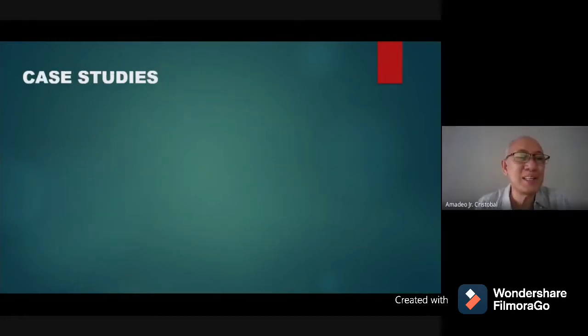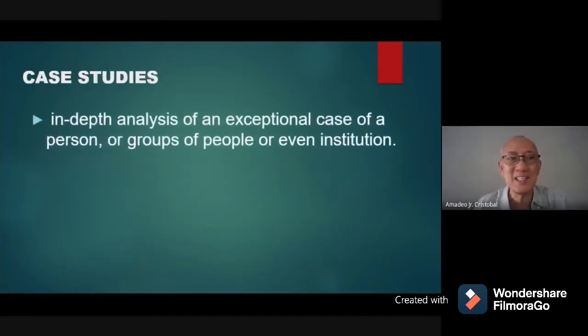We have also another type which is called case studies. A case study is an in-depth analysis of an exceptional case of a person or group of people or even an institution. So if you want to study a certain social media, it can be a case study of one person, a very exceptional case. That is also a case study.